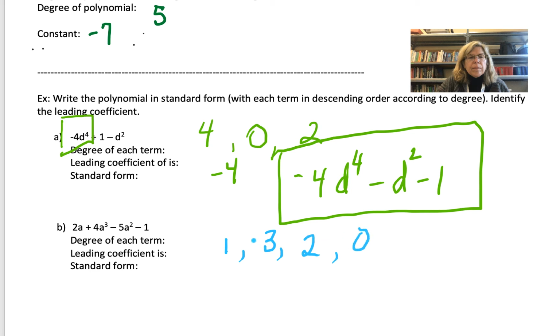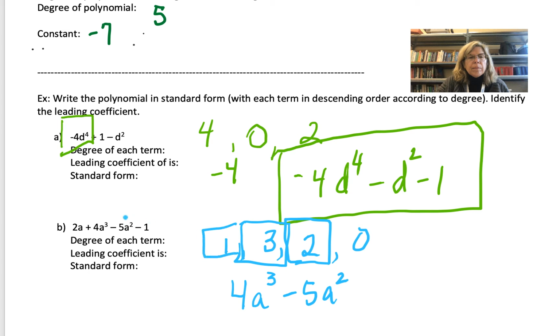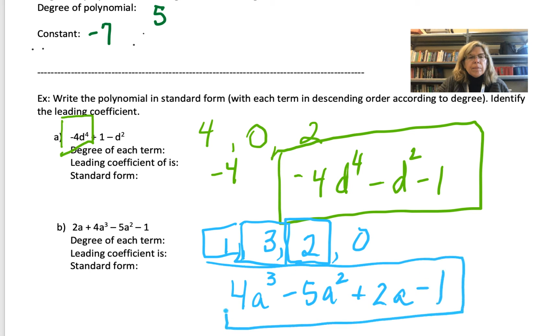So the leading coefficient is the coefficient that has the highest degree exponent. And the term that has the highest degree exponent is 4a cubed. So that's the first term. And then the second term is the term that has the next highest exponent, which is 2. So that's minus 5a squared. And then the third one is the third highest, which is 2a. And then your constant. So that's that polynomial written out in standard form.